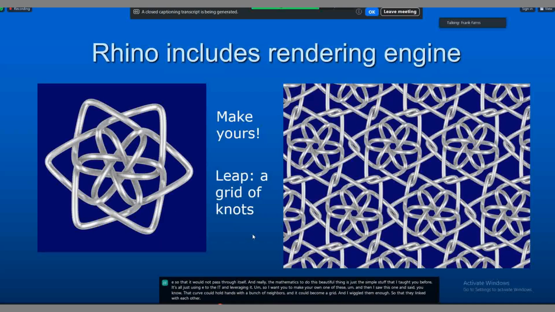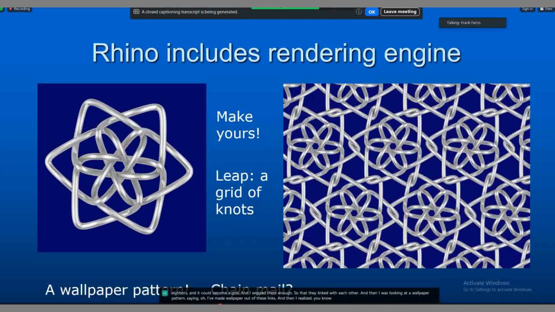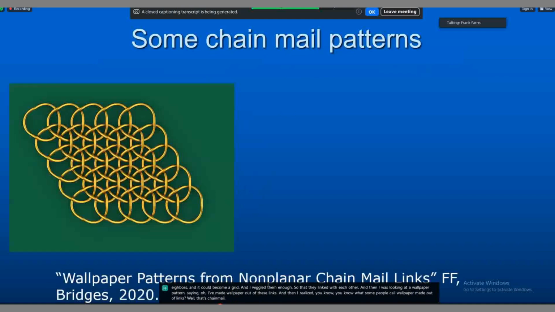And then I was looking at a wallpaper pattern, saying, oh, I've made wallpaper out of these links. And then I realized, you know what some people call wallpaper made out of links? Well, that's chainmail. So here was my first mathematical chainmail. I have printed this in a 3D print, and it really does come apart.